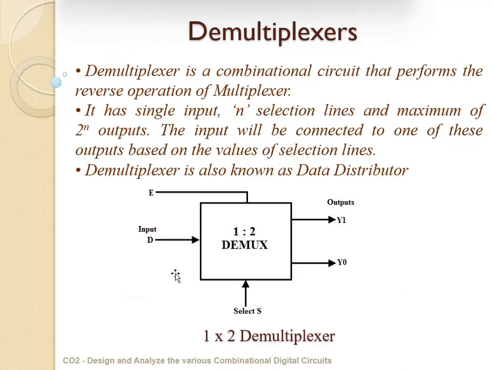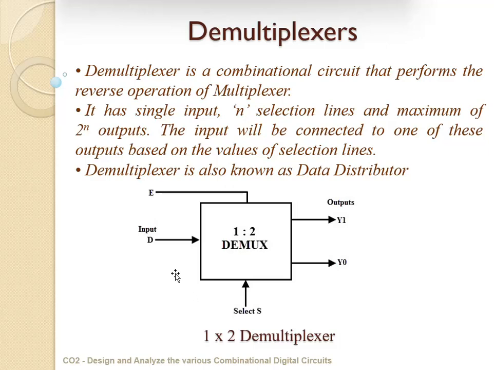Next, we'll start with the demultiplexer. A demultiplexer is a combinational circuit that performs the reverse operation of a multiplexer. It has a single input, n select lines and a maximum of 2 to the power n outputs. The input will be connected to one of these outputs based on the values of the select lines. Demultiplexer is also known as a data distributor. So one to many, one input towards n outputs, where you can be directed with the select lines S.